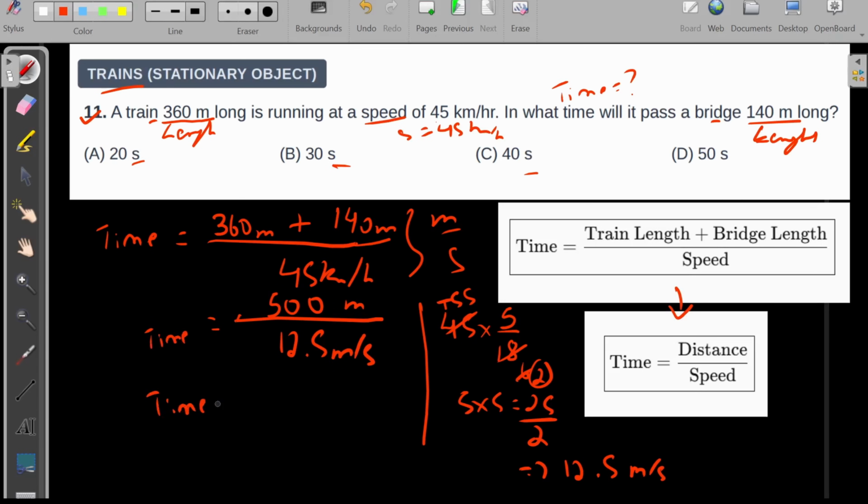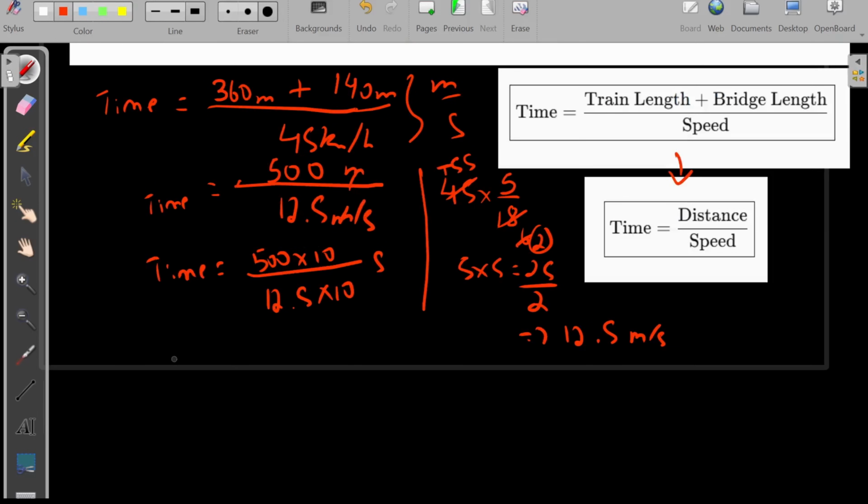So time equals, if you're having trouble dividing and there's a decimal involved, you can simply multiply these values by 10. That'll be 500 times 10 over 12.5 times 10. The meters cancel, so it will be seconds. So time equals 5000 over 125.